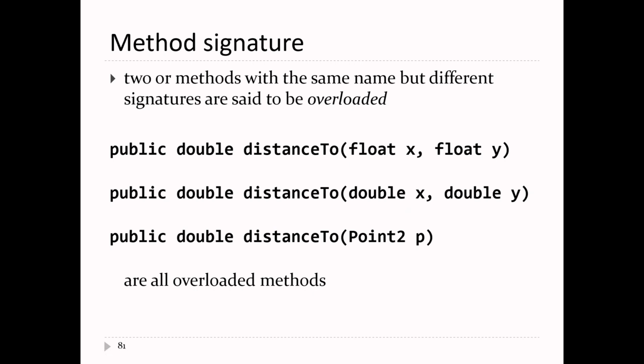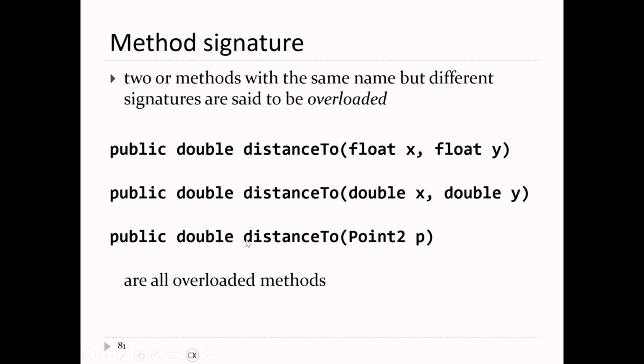The version of the method that gets called is the one that most closely matches the types of the arguments that are passed. So if someone writes q.distance2 with some Point2 object, then it's the third version of the method that gets called. If someone writes q.distance2(1.0, 2.0), it's the second version that gets called. And if someone writes q.distance2(1f, 2f), it's the first version of the method that gets called. So the compiler tries to match up the arguments to the version of the method that most closely matches the types of the arguments.